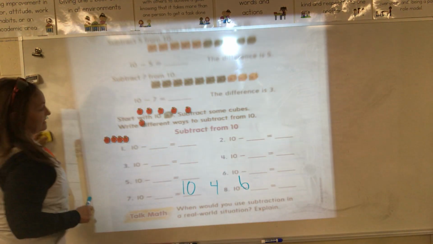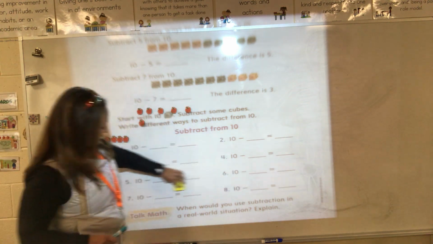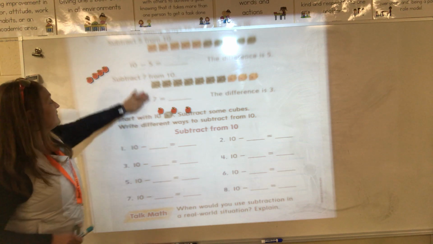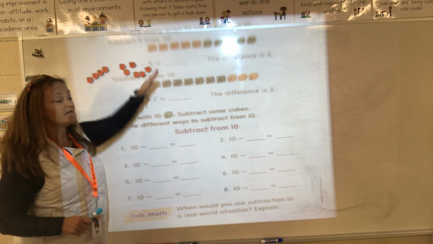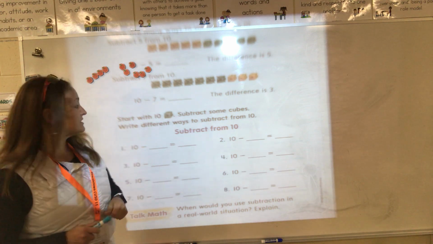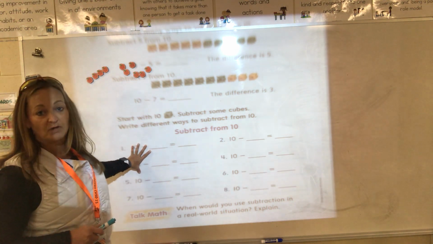So our paper tells us there are lots of ways to take from 10. So we're just going to practice some ways to do that. If you need to use counters, then have your counters ready. You can use your 2 colored counters, you can use your Unifix cubes, and if you need to, you can even draw pictures.